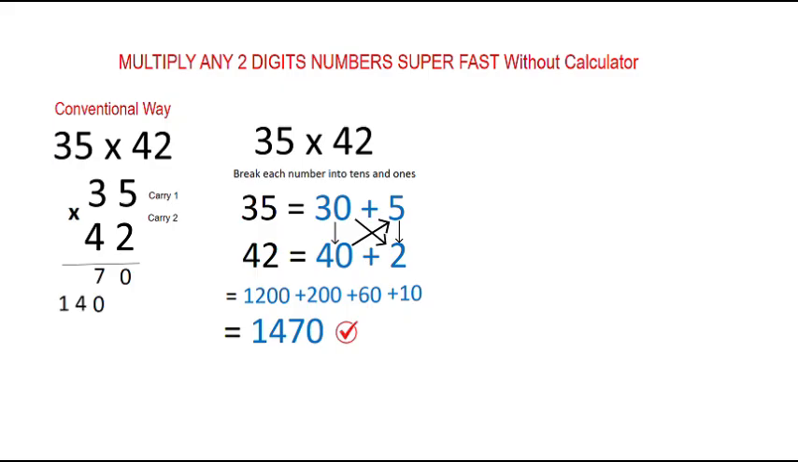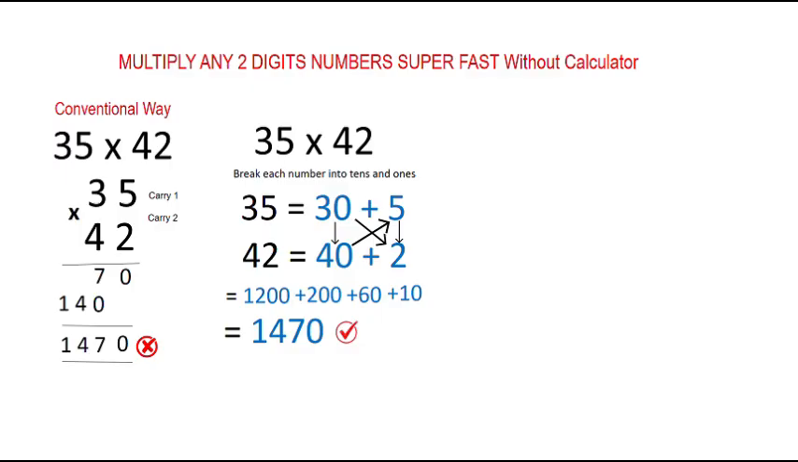After you have done this, then you add them together. First of all, you bring the 0 down because there is no number under. Then 7 plus 0, that gives you 7. And then 14, you bring it down. That gives you 1470, which is the same as what we did earlier. But this one is not as fast as the first method we used.